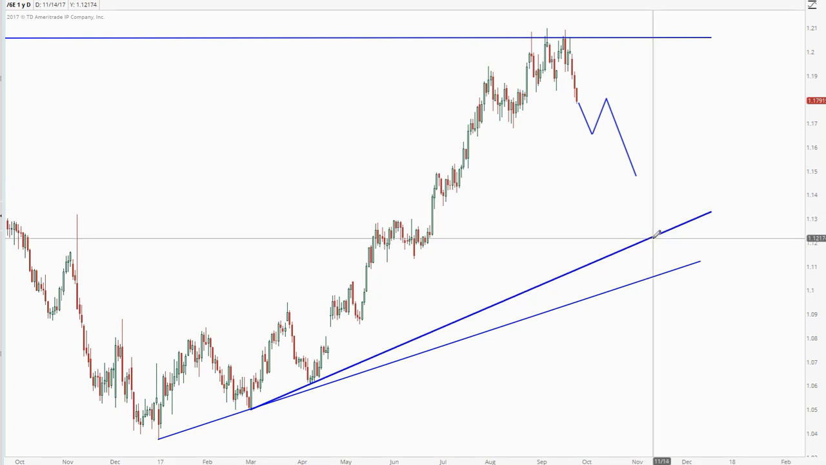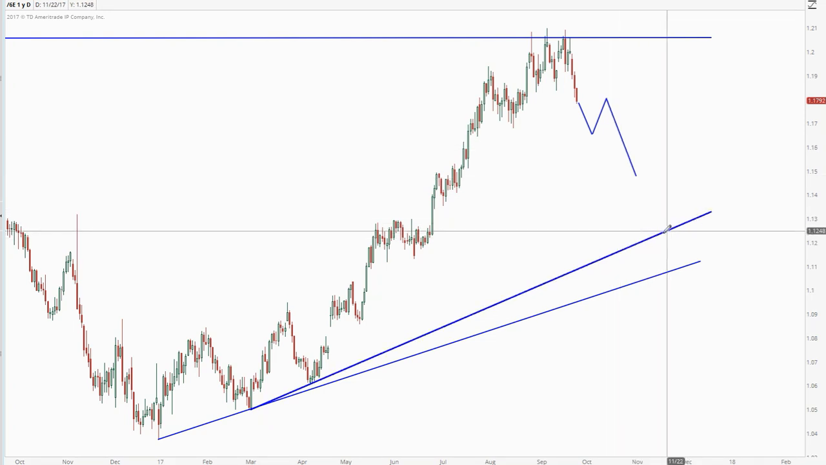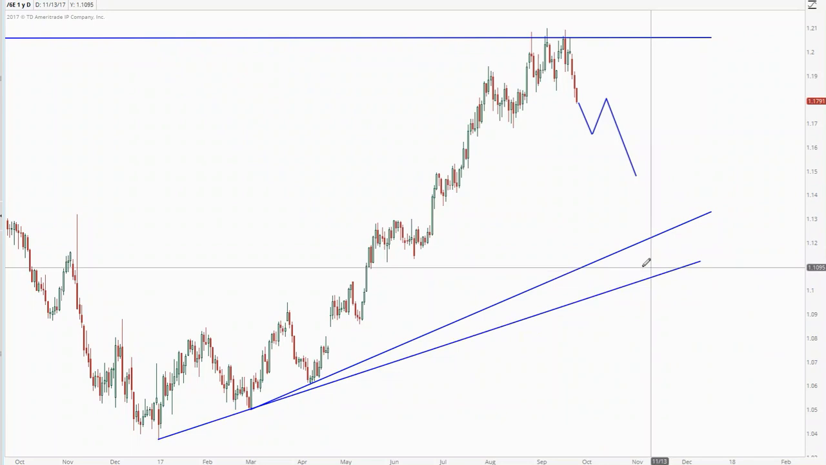So it's possible that the counter trend move won't go deep enough to break either one of these trend lines.